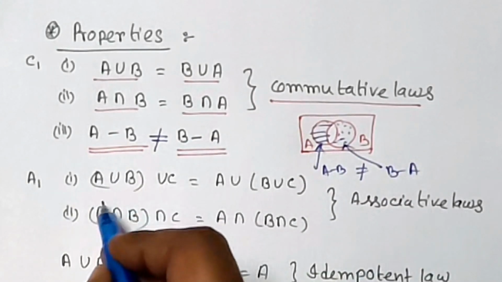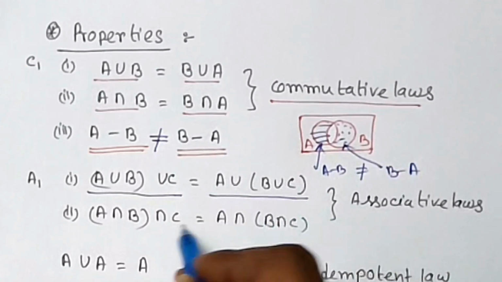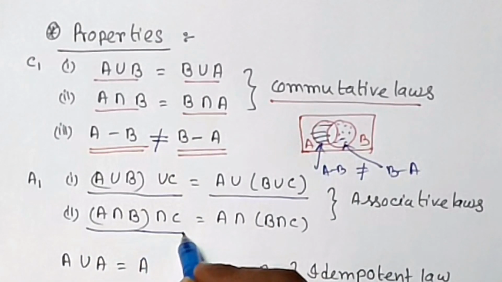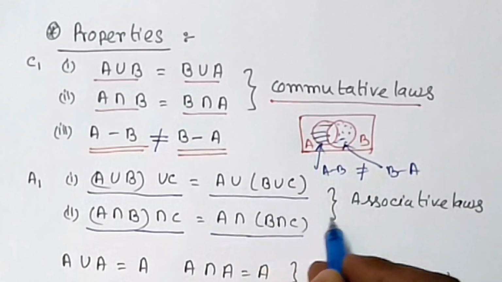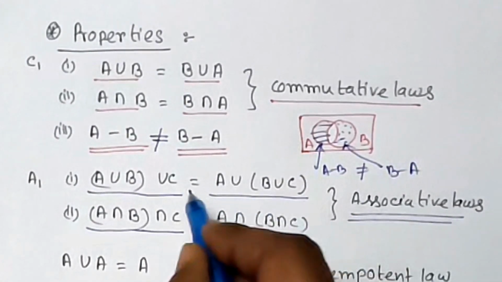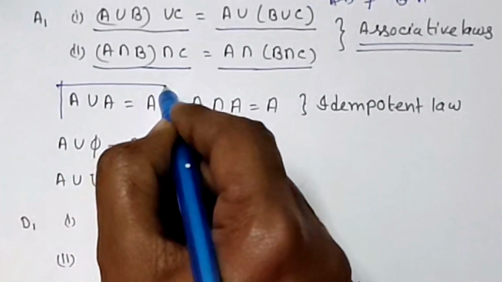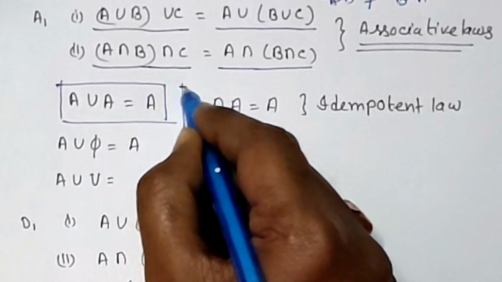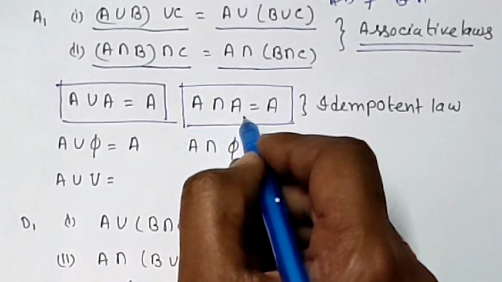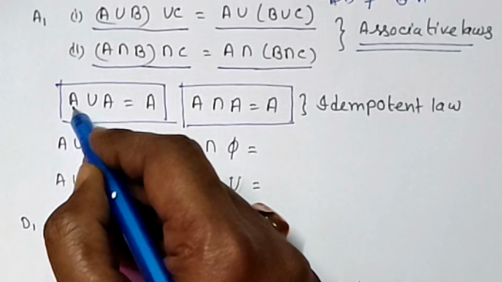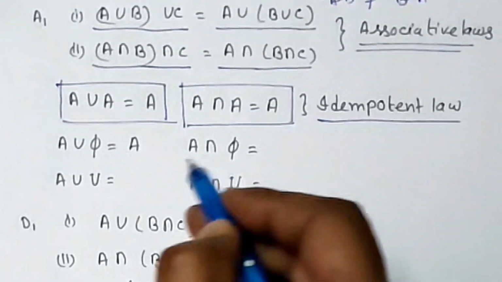Next, associative law. A union (B union C) is equal to (A union B) union C. A intersection (B intersection C) is equal to (A intersection B) intersection C. Both are known as the associative law for union as well as intersection. Next, A union A gives us A, and A intersection A is A. The union of A and A is A, and the common part of A and A is A. This is known as the idempotent law.